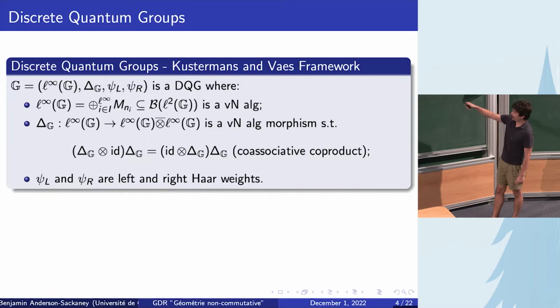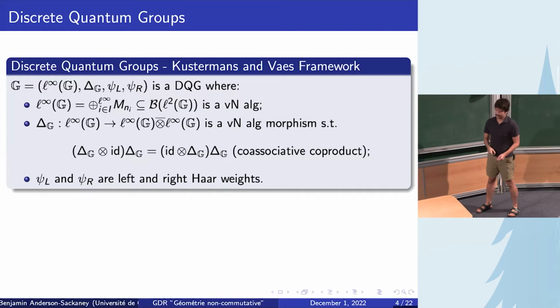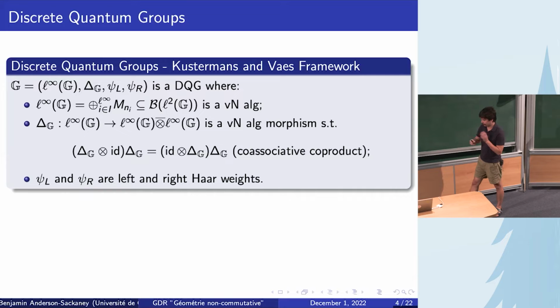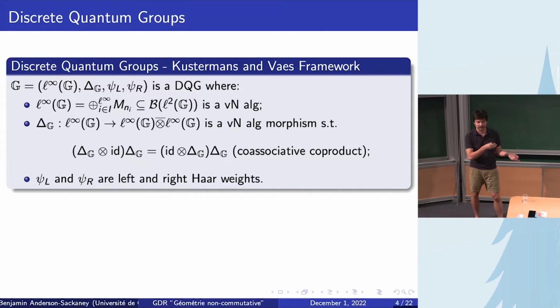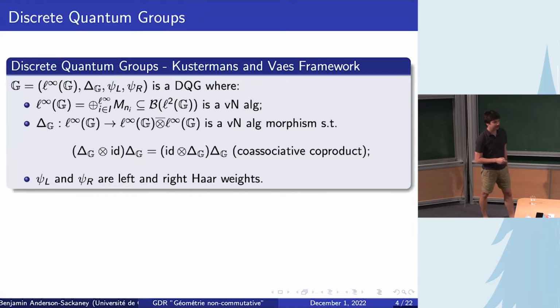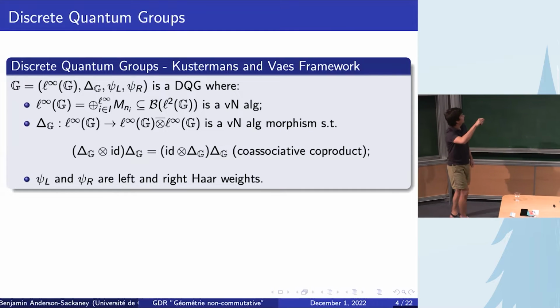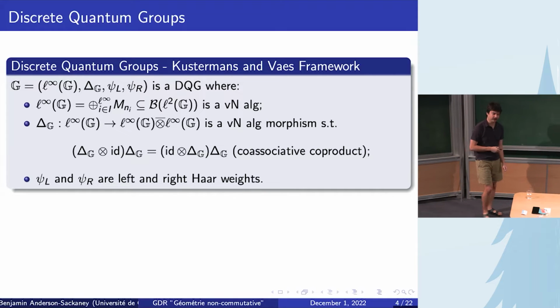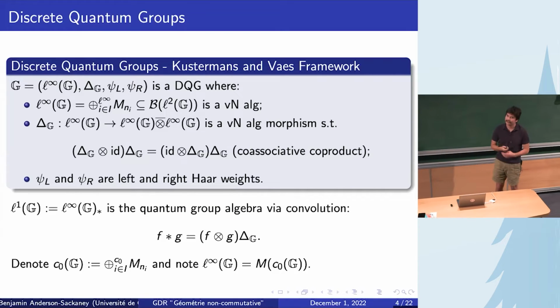And then psi L and psi R are left and right Haar weights. So they're special normal semi-finite weights. I don't really want to get into the details of those things, but they satisfy certain left and right invariance properties respectively with respect to the coproduct. And in fact, take psi L, for example. L2 of G is the GNS construction from psi L, and this is something that generalizes.